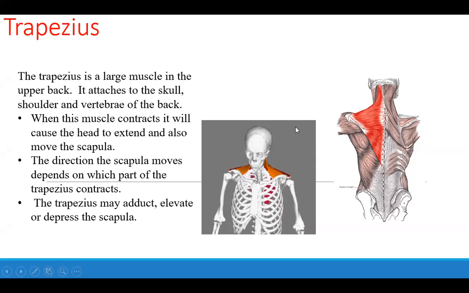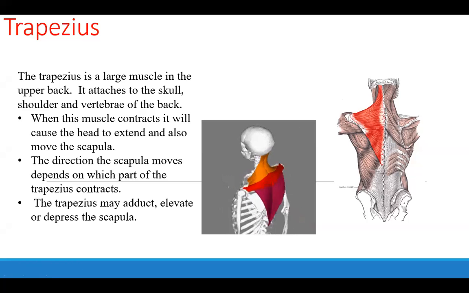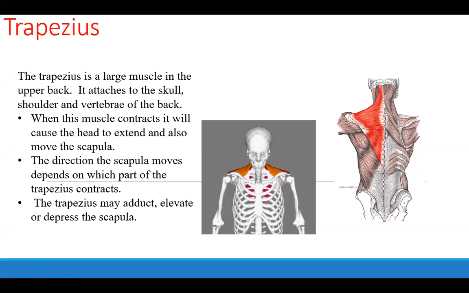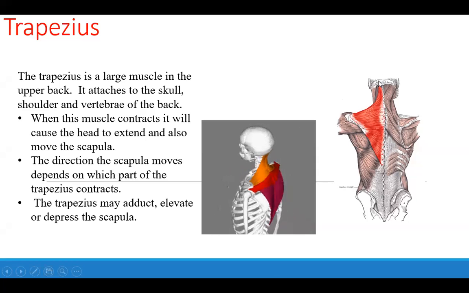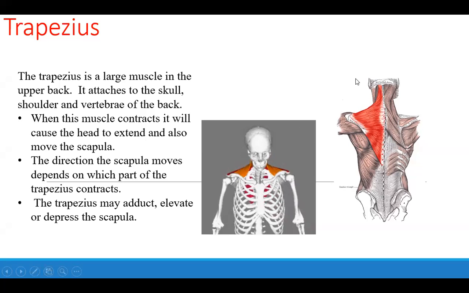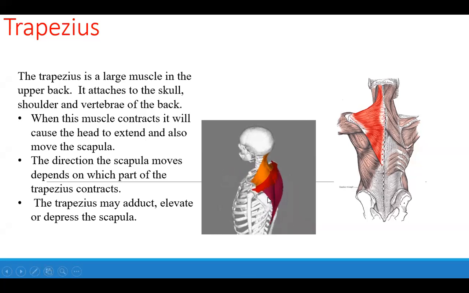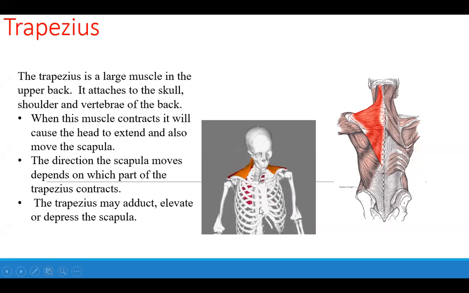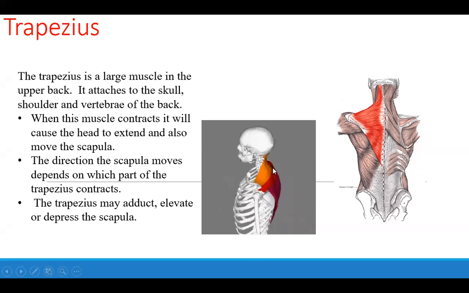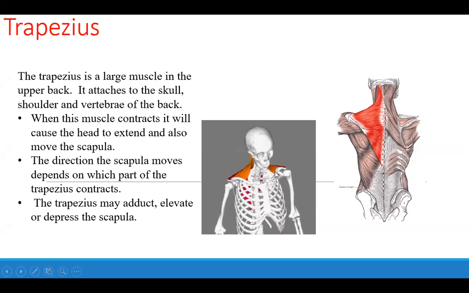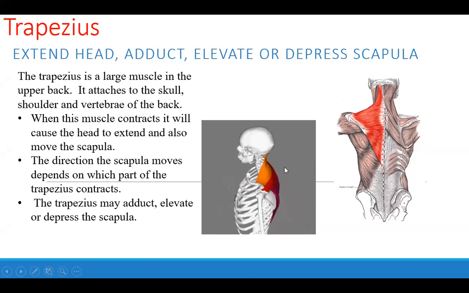Trapezius, a large muscle on the upper back. It allows us to shrug our shoulders. It allows us to elevate our head. Notice how large this muscle is. It extends up to the base of the skull, right around the occipital region. But it also extends all the way down to the vertebrae in here. When this muscle contracts, we can extend our head or we can shrug our shoulders.